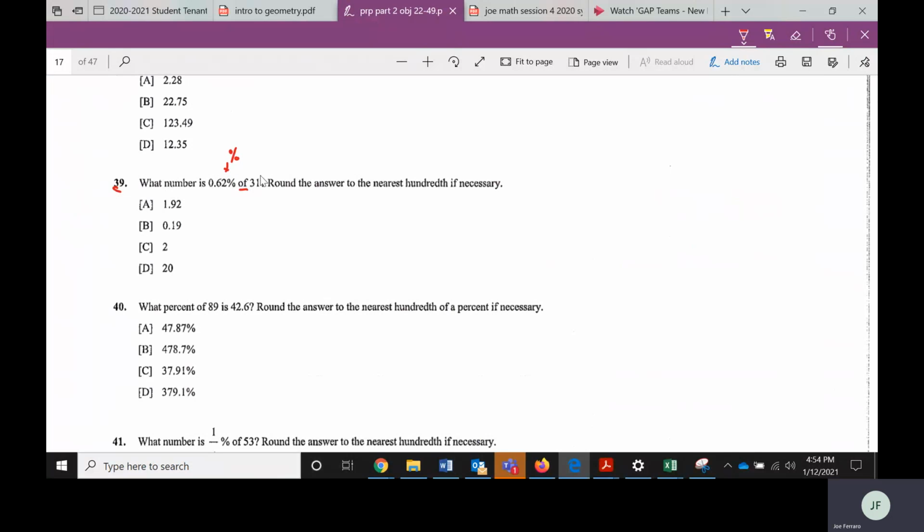We have the word of. So after the word of is the whole. So we are looking for the part. So again, we've done ones like this, but I'm doing this because this percent is different. So again, the part would equal percent as a decimal times the whole.